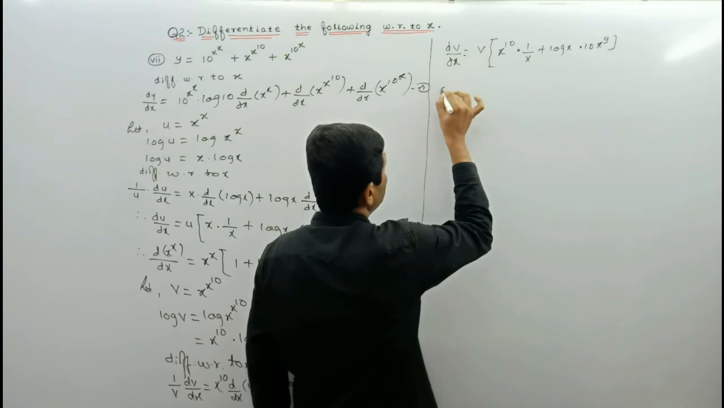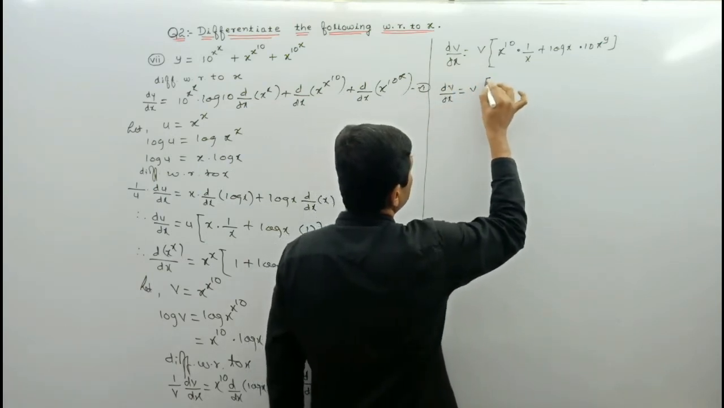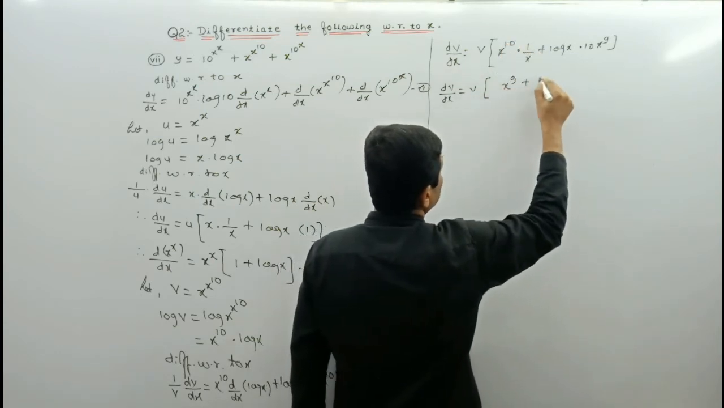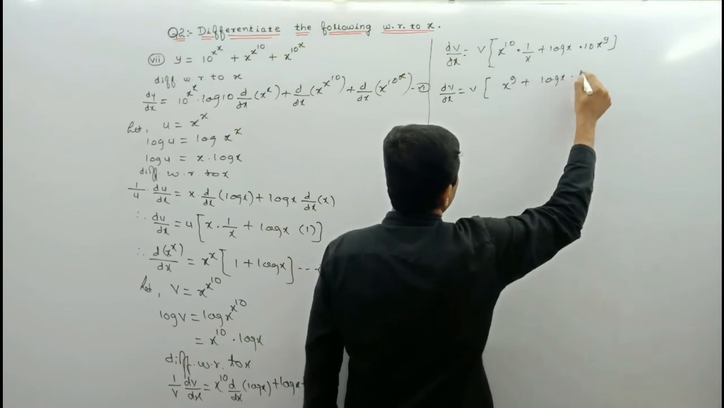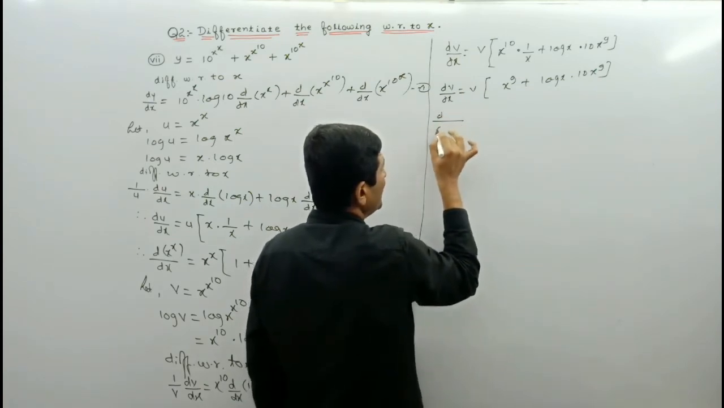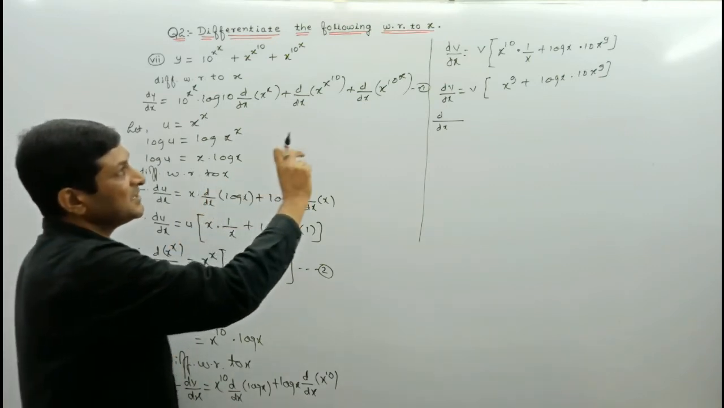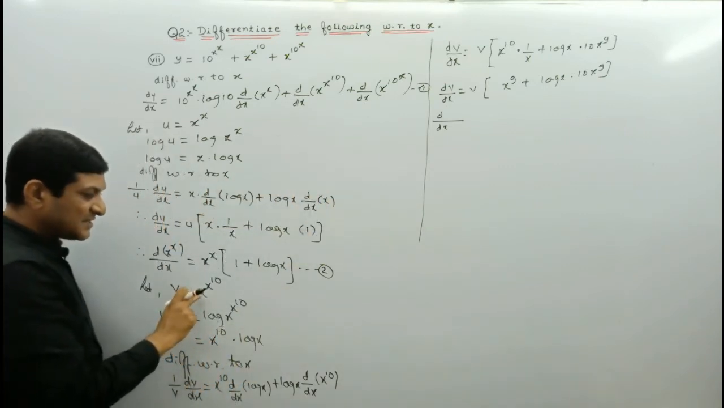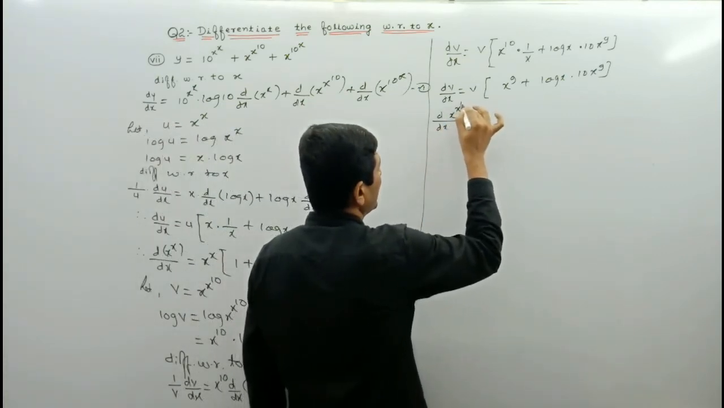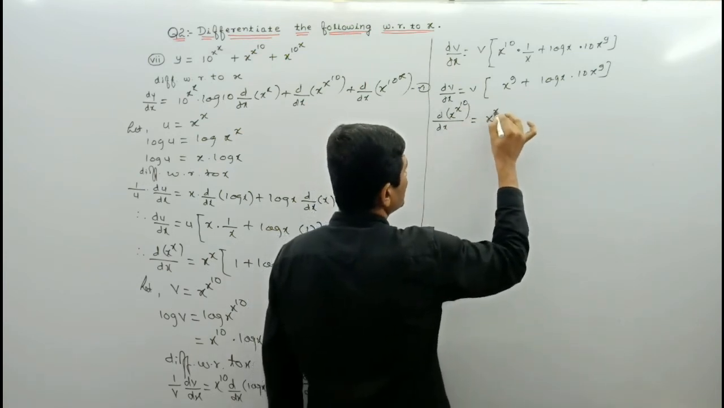So therefore dv upon dx will be equal to v, keep it as it is. So here x raised to power 10 upon x will be x raised to power 9, plus log x into 10 x raised to power 9, keep it as it is. So dv upon dx, but v I am replacing by its value. What is the value of v here? According to our supposition, v is x raised to power 10. This is the value of v. On this side also replace v by x raised to power 10.